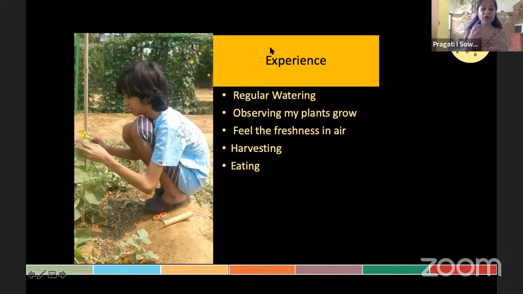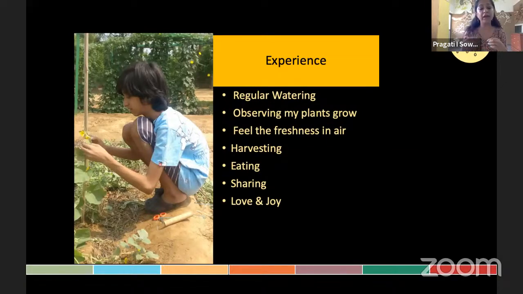Which led to, because he's growing, he's taking care of the plant, he's harvesting it, eating that vegetable that he has grown on his own. And not just that, he would make the entire family sit together and eat the food that he has grown with that love. And in addition to all of this, the other thing that the child was experiencing was a lot of love and joy.